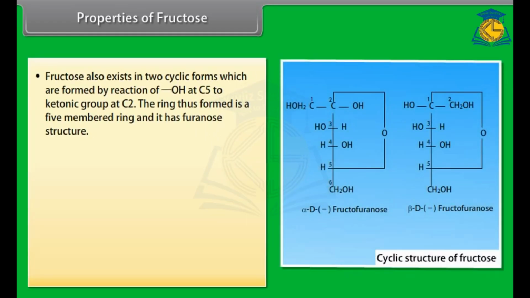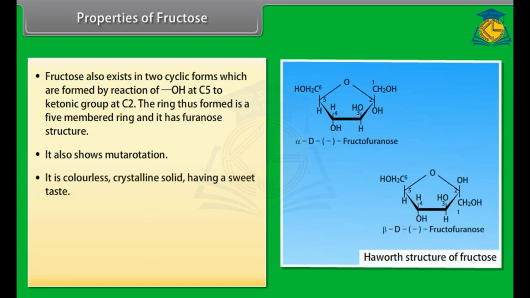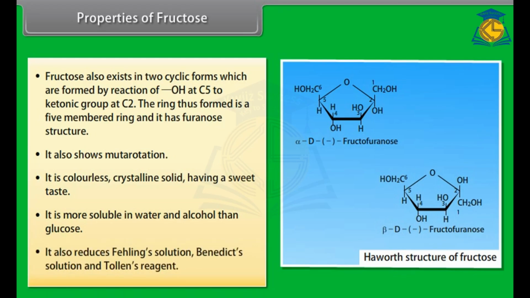It also exists in two cyclic forms which are formed by reaction of OH at C5 to the ketonic group at C2. The ring thus formed is a 5-membered ring and it has furanose structure. It also shows mutarotation. It is a colorless, crystalline solid and has a sweet taste. It is more soluble in water and alcohol than glucose. It also reduces Fehling's solution, Benedict's solution and Tollens reagent.